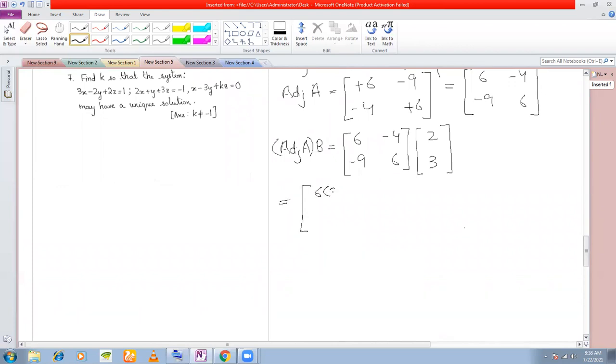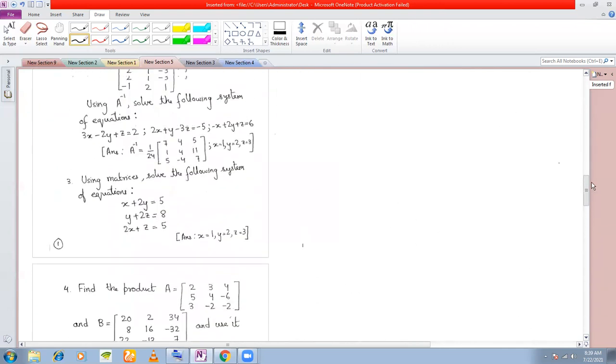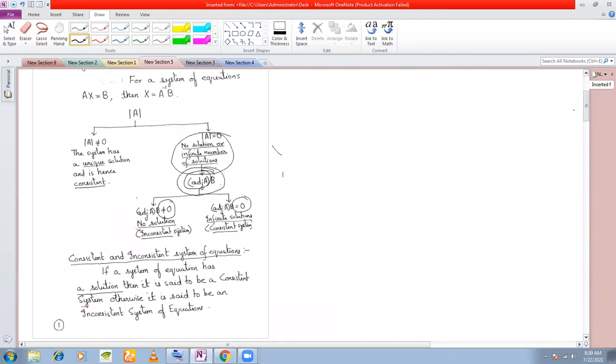First row, first column, 6 into 2 plus -4 into 3. Next, second row, first column, -9 into 2 plus 6 into 3. Okay, so you're getting here 0 0. So what do you see? Adjoint of A into B you have got as a null matrix. Look at the chart: in this case, adjoint of A into B is equal to 0. So what is your answer? System has infinite number of solutions.